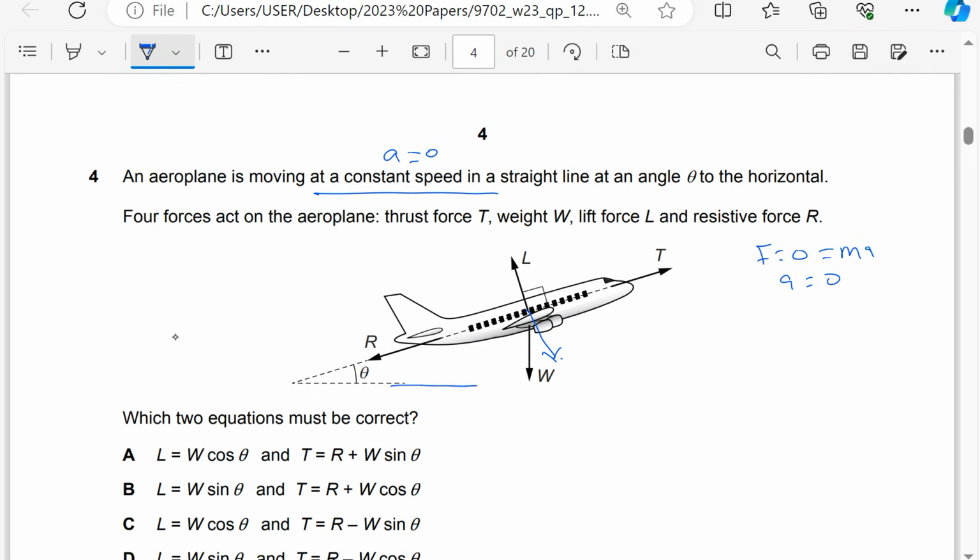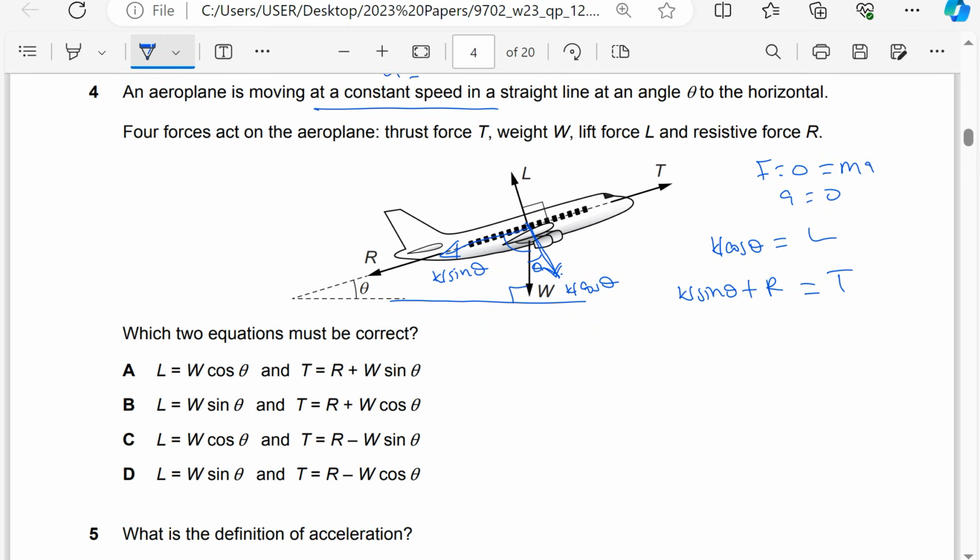So if I consider this as 90, this is 90 minus theta, so this angle is theta. If I resolve W in this direction, it is going to be W cos theta. So W cos theta should be balancing with L. Then if I resolve W parallel to the plane, it should be W sine theta. So W sine theta, when I add this to R, should balance with T.